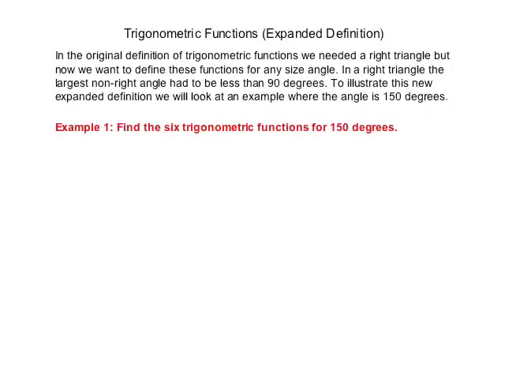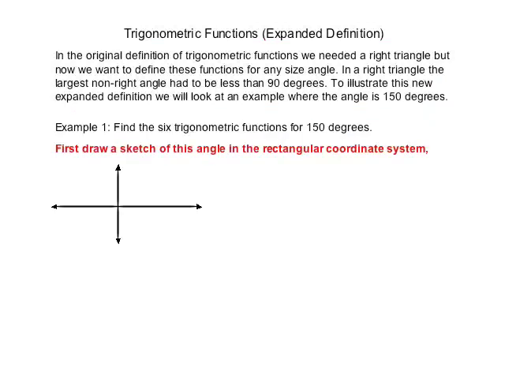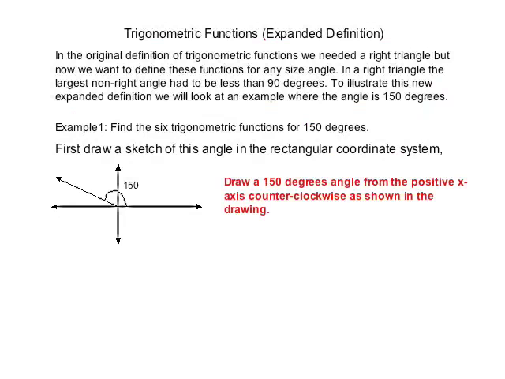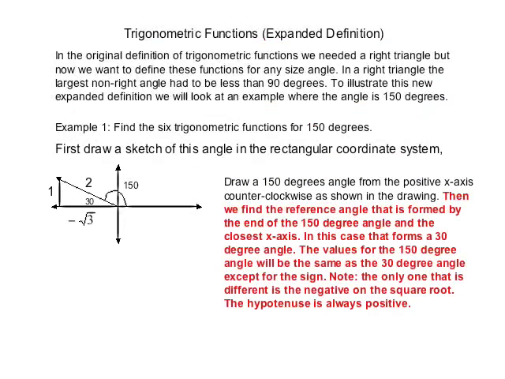Example: find the 6 trigonometric functions for 150 degrees. First, draw a sketch of this angle in the rectangular coordinate system. Draw a 150 degree angle from the positive x-axis counterclockwise as shown in the drawing. Then we find the reference angle that is formed by the end of the 150 degree angle and the closest x-axis. In this case, that forms a 30 degree angle as indicated in the drawing.